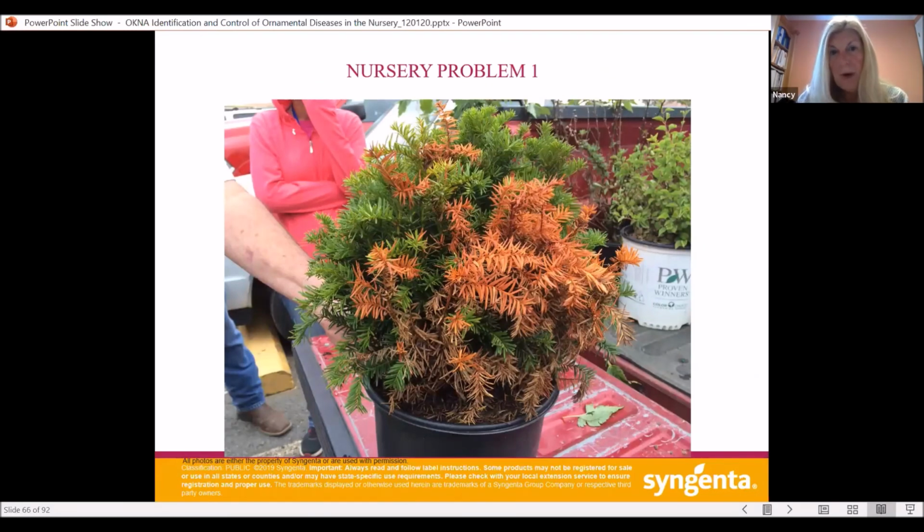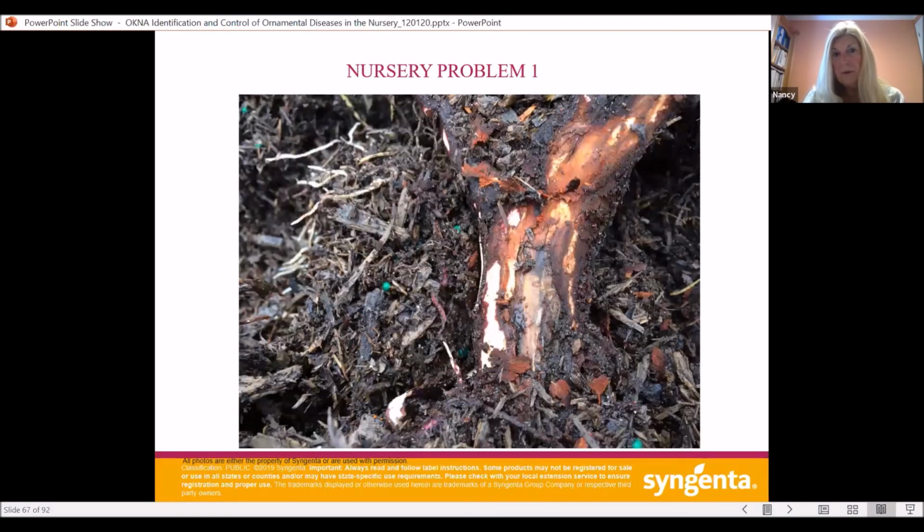Here's another nursery problem. Again, the top growth is looking really bad. This taxus, the grow time on it is quite long. And so you do have to be careful in the field, because if you are prone to water standing or pooling, you can develop problems with Phytophthora and not even know it.